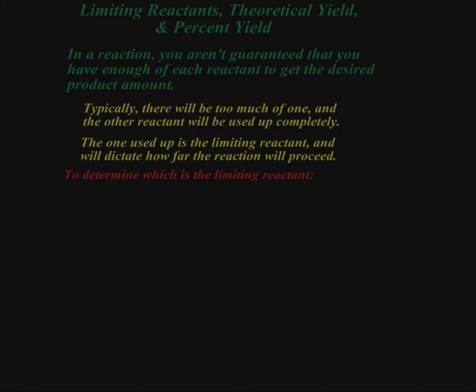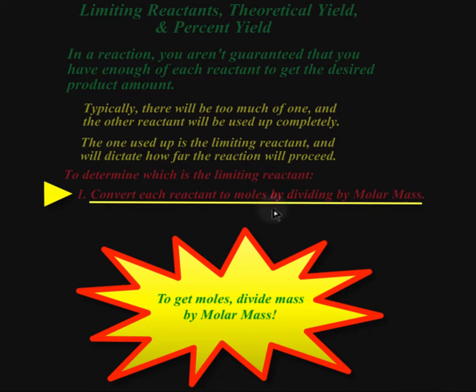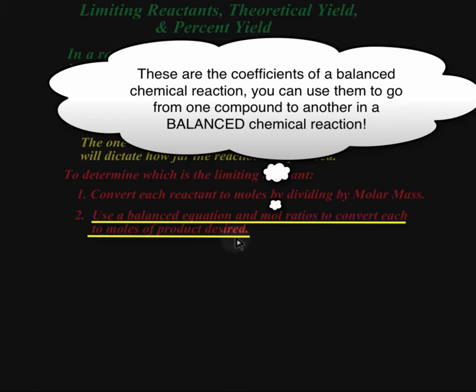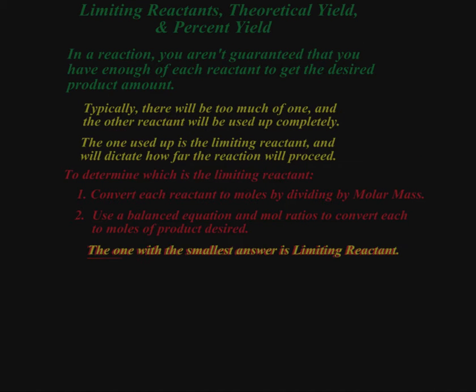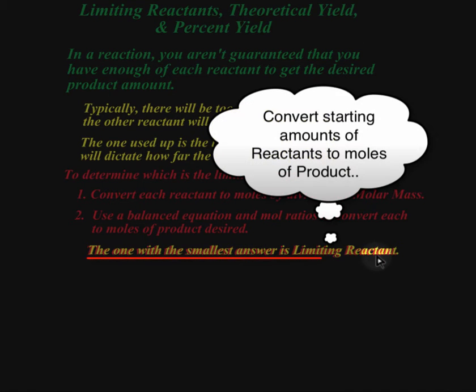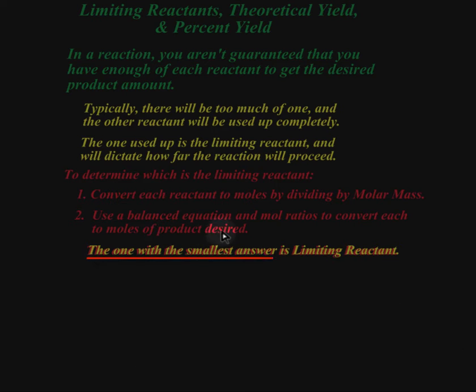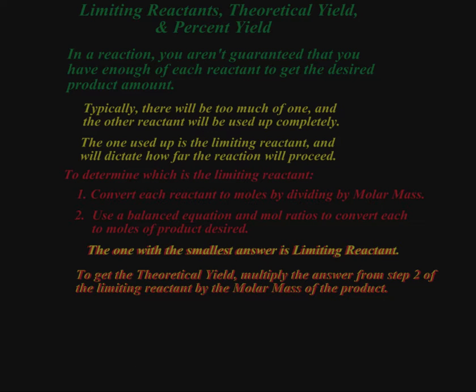How do we determine which one's limiting? Well, all you do for that is you convert all the reactants that you started with to moles by dividing by the molar mass. Then you're going to use the balanced equation and mole ratios to go from moles of reactant to moles of product desired. Okay? So basically we're trying to see which one of the reactants is going to give us the least amount of product. All right? So the one with the smallest answer is the limiting reagent. So start with both reactants, go to the product that we're looking at, because there might be more than one product, and determine whichever one gives you the smallest answer. Again, we're going to be doing that by mole ratios. This will make a lot more sense when you see it in action.